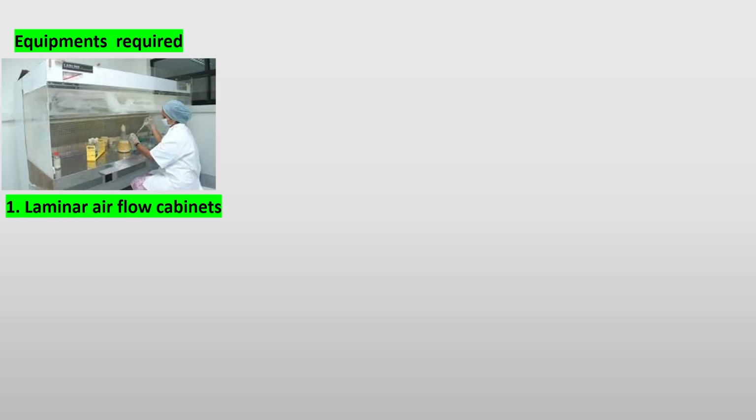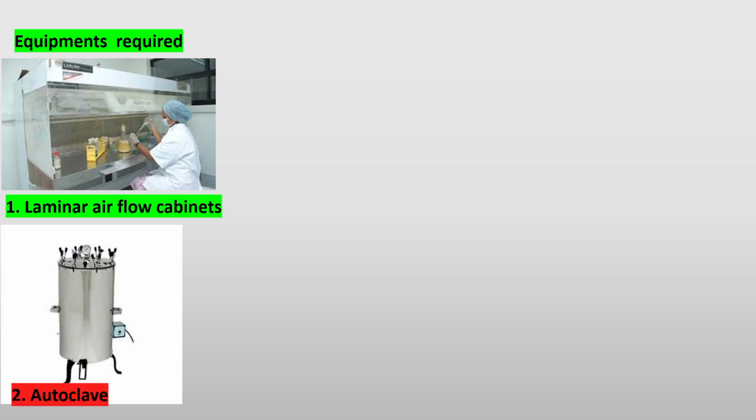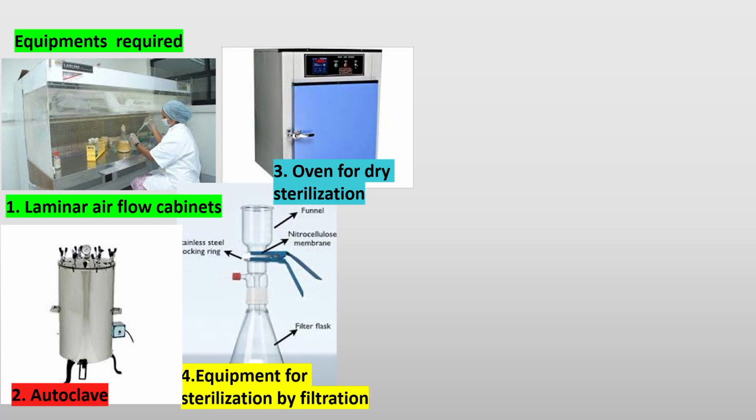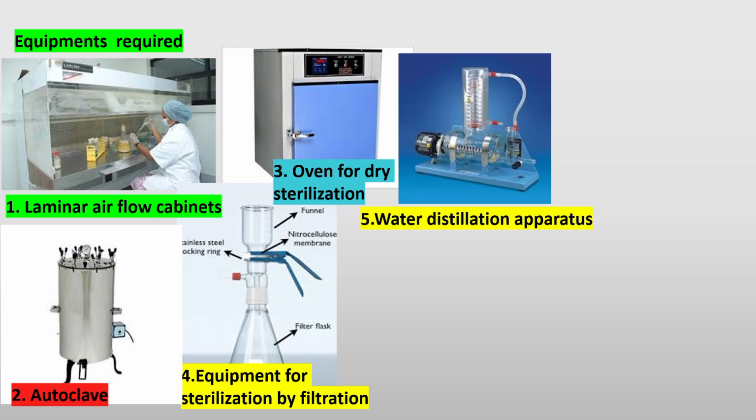Equipment required. First one is the laminar airflow cabinet. Autoclaves, different types and different sizes. Oven for dry sterilization. Equipment for sterilization by filtration, as shown in the picture. Microcellulose membranes can also be used for filtration by means of this Buchner funnel. And we can use a water distillation apparatus, and deionizing and ion chromatography deionizing instruments can also be used for this purpose.